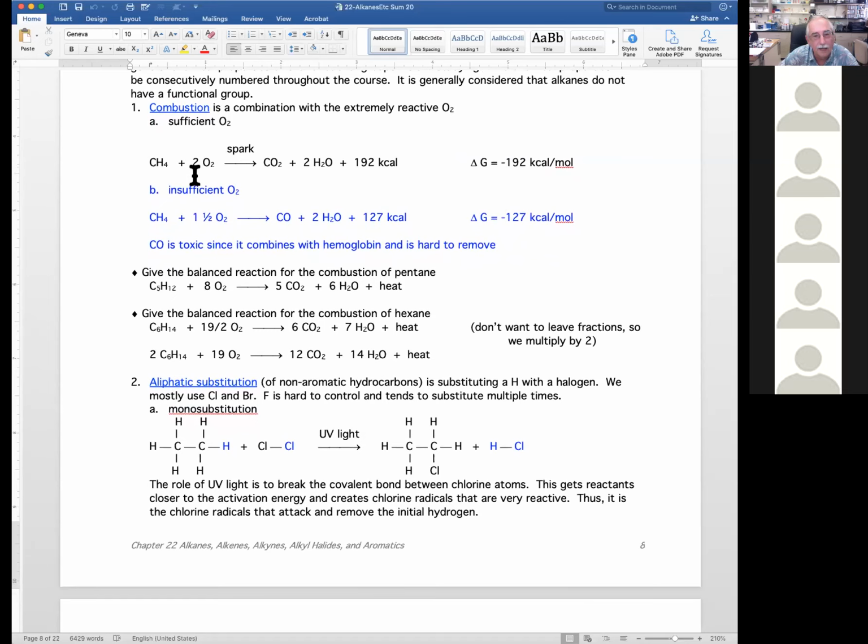What if you don't have enough oxygen? Then you might get incomplete combustion and you might get some carbon monoxide. Notice that you get less energy, it's less efficient, and carbon monoxide is toxic because it combines with your hemoglobin and it's hard to get it off.